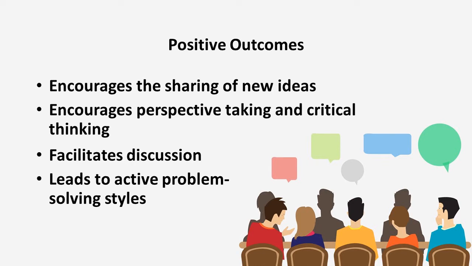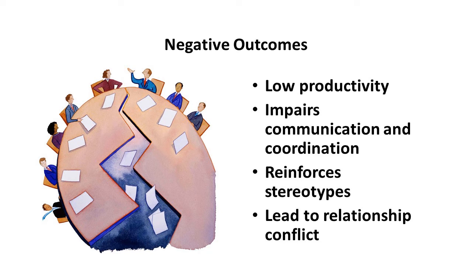This type of conflict can result in better decisions and better performance. It encourages people to share new ideas, take others' perspectives, and think critically about the information that is presented to them. It also encourages people to discuss the conflict with the group and actively solve problems instead of avoiding them. If managed incorrectly, task conflict can also lead to negative outcomes, like decreased productivity.